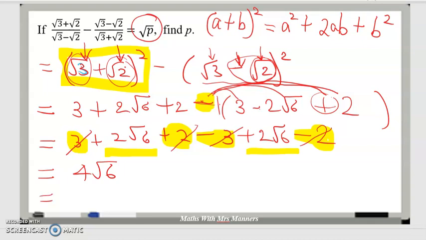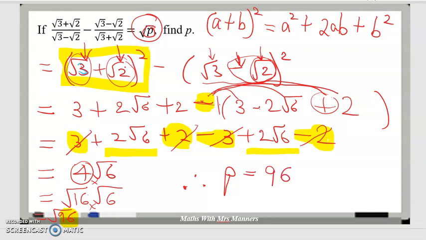Well, before it was 4 root 6, it would have been root 6 times the square root of some number, and the number I can square root to get 4 is 16. And if 4 is joined to the root 6 by times, well, there must be a multiplication there. So root 6 times root 16, well, that's root 96. So what does that mean p equals? Hopefully you can see that if p is the number under the root sign, then my p must be 96. So I can say p equals 96.